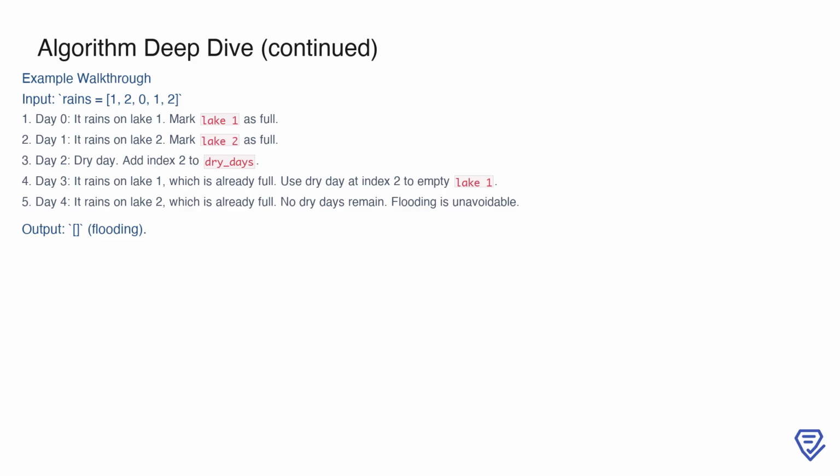Suppose the input is rains equals 1, 2, 0, 1, 2. On day 0, it rains on lake 1, so we mark lake 1 as full. On day 1, it rains on lake 2, and we mark lake 2 as full.